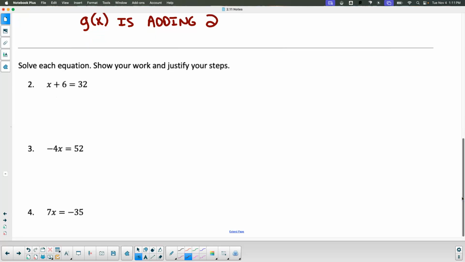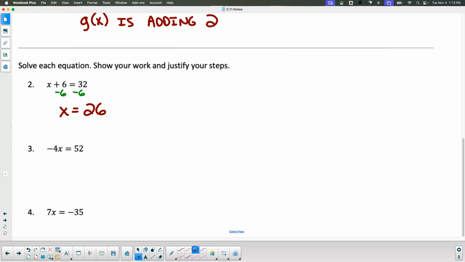Solving. What would I do to solve number 2? Minus 6 on both sides. So then that gives me x equals 26. Justification would be you would put it back in. You would show that you're checking it. 26 plus 6 is 32, and 32 is equal to 32.